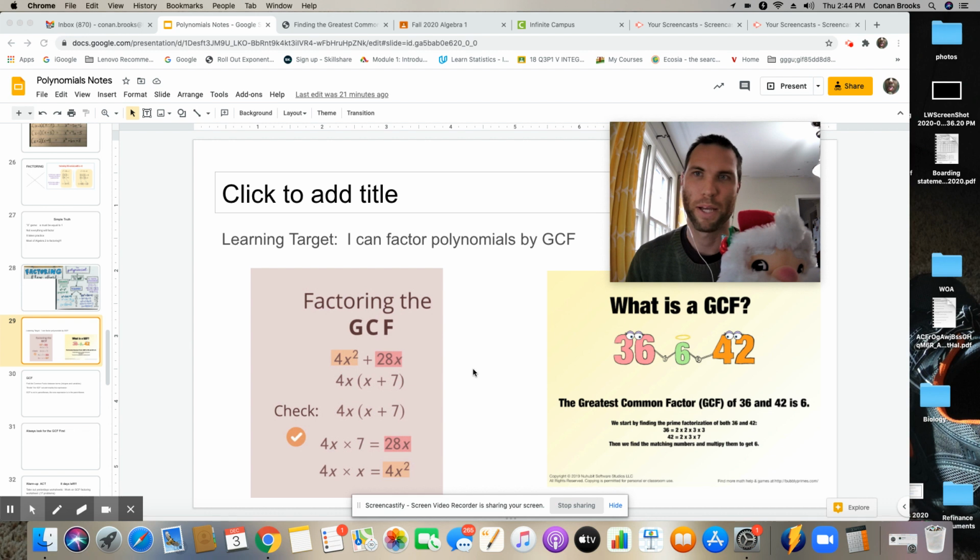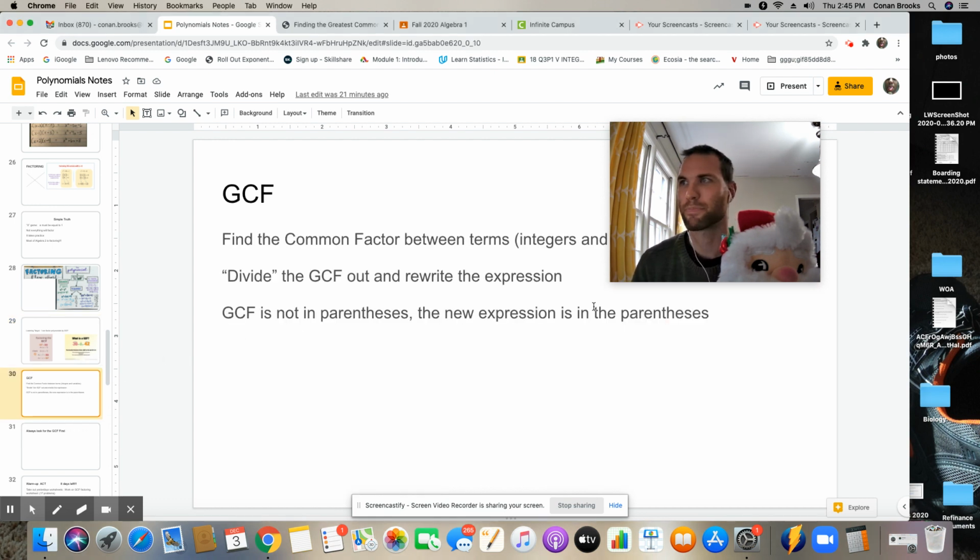You can factor binomials, trinomials, four-term polynomials, five-term polynomials. You can factor anything with GCF as long as it is a polynomial. And GCF is greatest common factor, so it's the biggest of the factors of the integers, and then also of the exponents. We're going to go over that, okay?